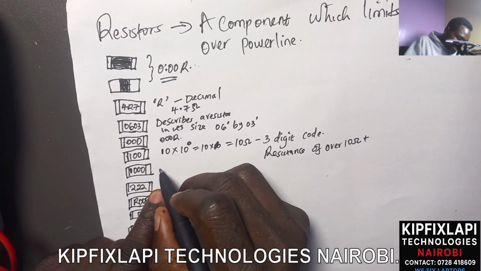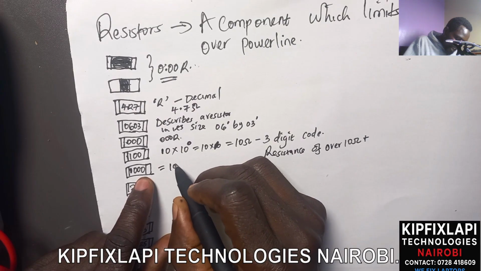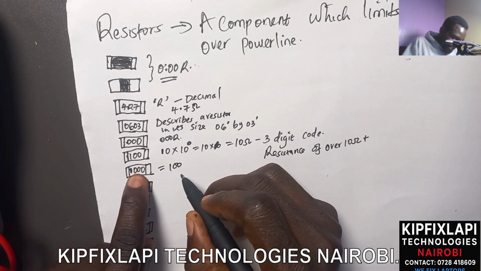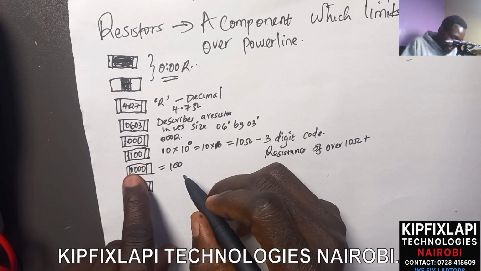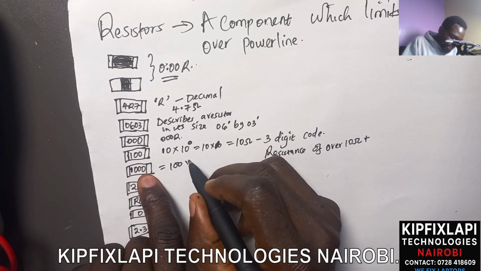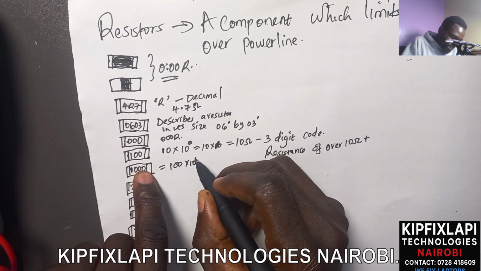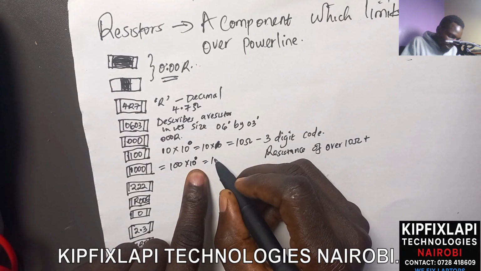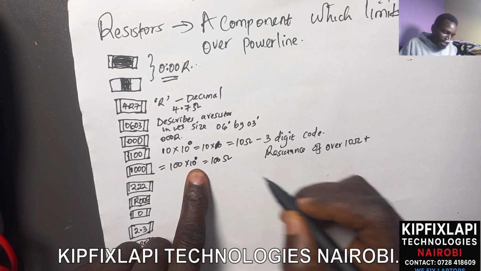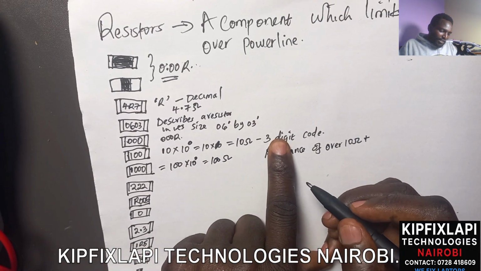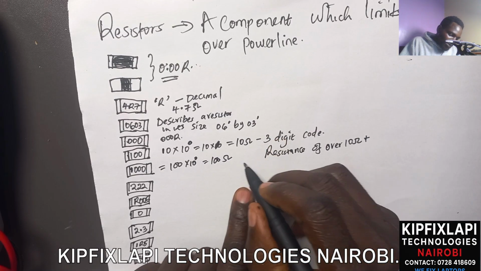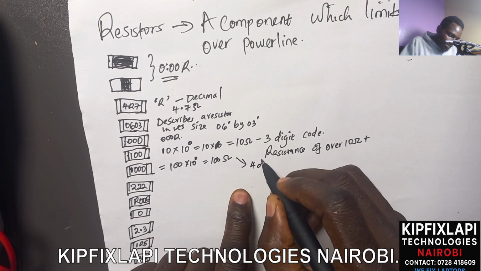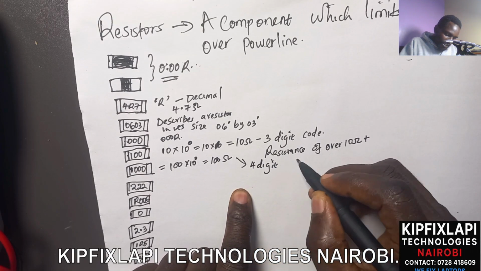Then this 1000 means this is 100. You take the first three numbers except the last one, times 10 raised to the last one, which is raised to 0. So this is 100 times 1, which is the same as 100 ohms. Still, it is the same as this one. However, this one we call a 4-digit code.